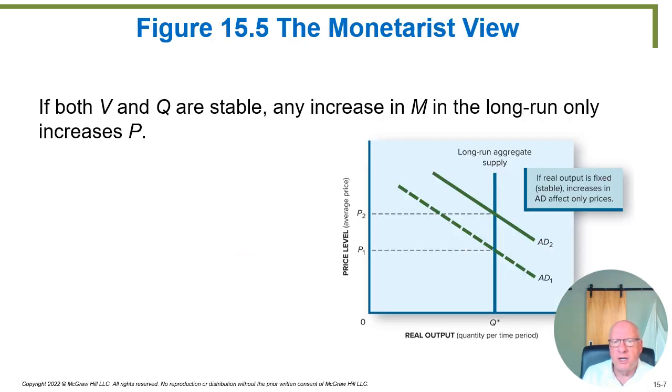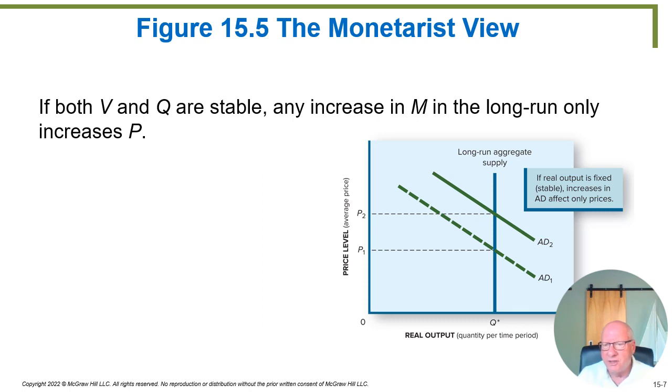So let's take a look at the monetarist view now on a graph. Now we're going to assume that both V and Q are stable, meaning V, the velocity, the number of times money changes hands, is relatively stable based on whether a farmer or a worker gets paid weekly or monthly. And Q, the output of goods and services, is relatively stable. Then if M increases in the long run, what's the only thing else that can change in that formula of M times V equals P times Q? The only thing that can change is P, and that's what our slide is telling us.